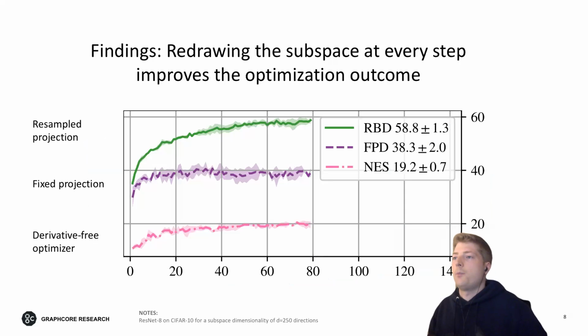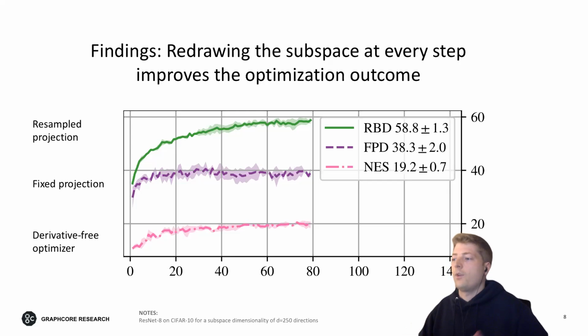And I'm just going to highlight 2 findings of this work. The first one being that redrawing the subspace helps and makes the outcome of the optimization much better. So here we see 3 different algorithms compared on a ResNet 8 CIFAR10 datasets. And it's for very low dimensional random subspace. So it's only 250 dimensions, while the overall network has close to 100,000 dimensions.